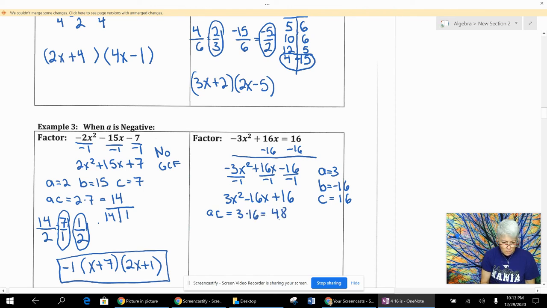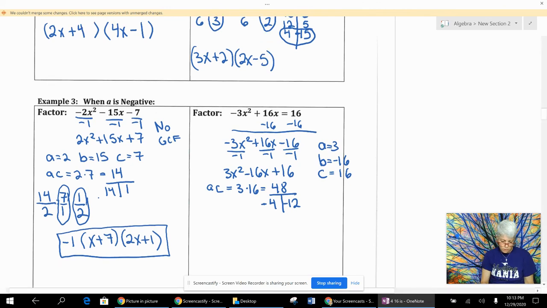All right, and I need to think of factors of 48. Let's see, I'm going to go ahead and do 4 times 12, and watch this. 4 and 12 equals 16, which is what I want. But I have a negative 16. So I'm going to put a negative in front of both of them, and now they add up to negative 16. That's one of those sneaky ones.